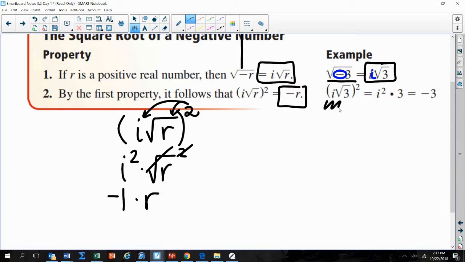Okay, so that's what they do over here. See how they have i radical 3 quantity squared? They square the i, and they square the square root. We have i squared times 3. i squared is negative 1. So we get negative 3. Okay? Whenever you have i squared, what are you going to replace it with? What is i squared? Negative 1. Do not leave it as i squared. You have to simplify it down to negative 1. Okay? Don't leave i squared.